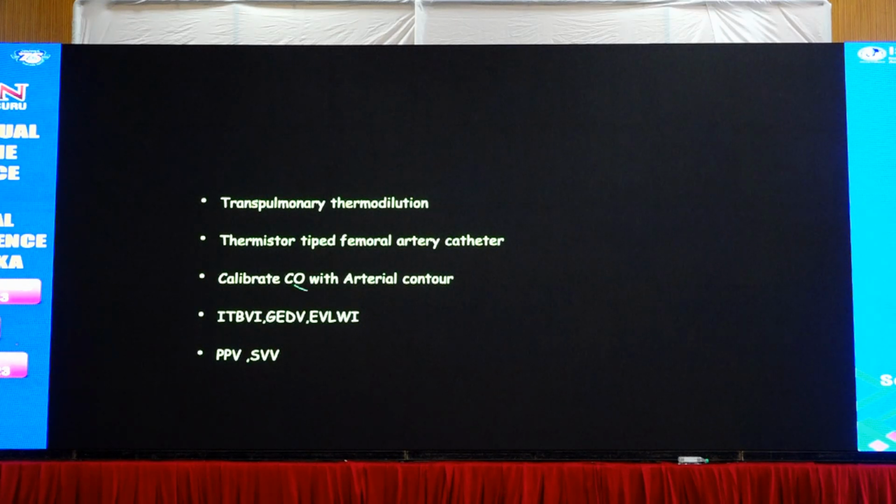And one of the other aspects of using these types of monitors is you get some good indicators of volume status of the patients, like the intrathoracic blood volume index, global end-diastolic volume, and extravascular lung water indexes, and also the pulse pressure variation and the stroke volume variations are measured while you use these minimally invasive cardiac output monitors.